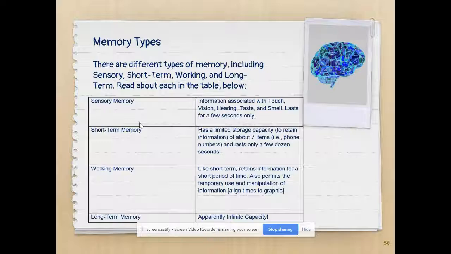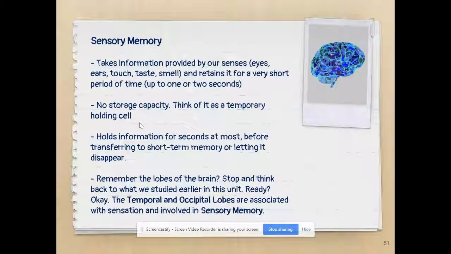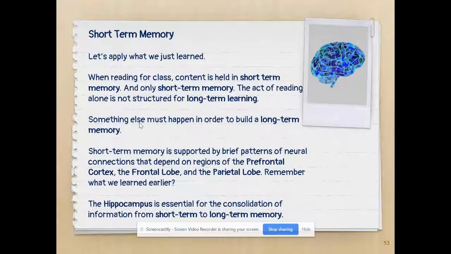There are different types of memory, including sensory, short-term, working, and long-term memory. When reading for class, content is held in short-term memory and only short-term memory. The act of reading alone is not structured for long-term learning. Something else must happen in order to build a long-term memory.